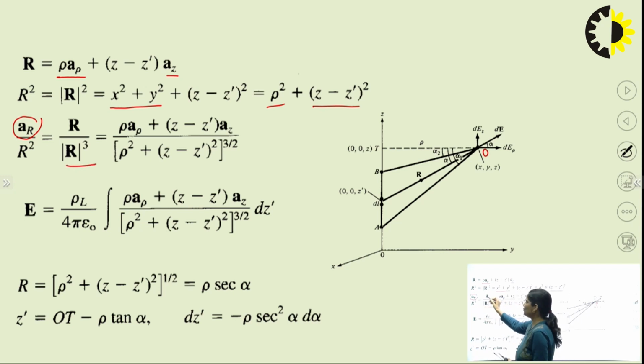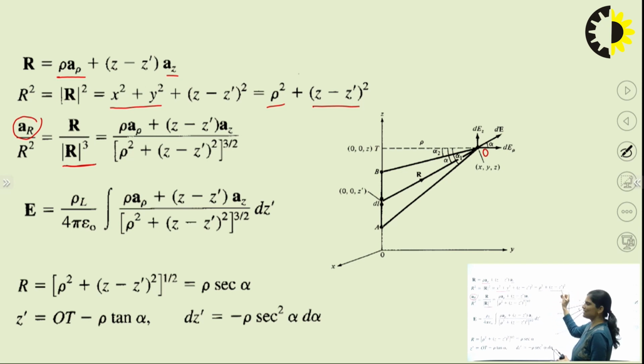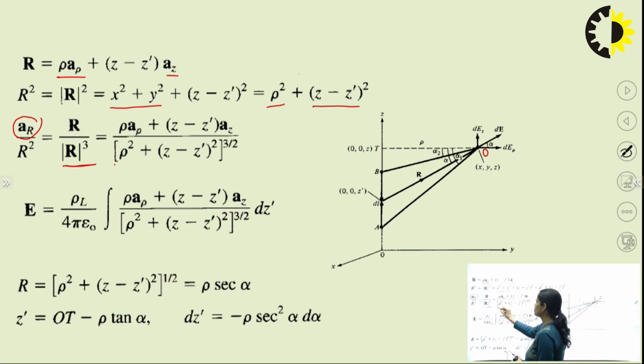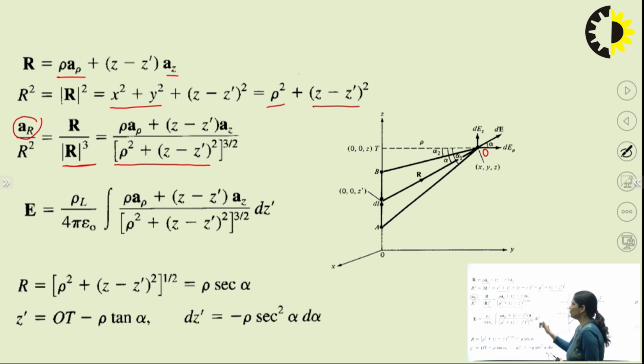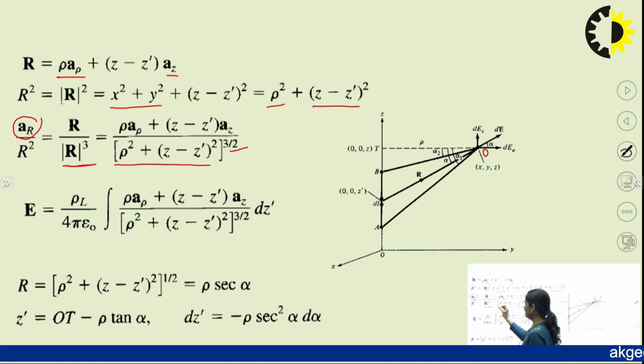Now put the value of r, that is rho a rho unit vector of rho plus z minus z dash unit vector of z. Now put the value of the magnitude of r, which is equal to what? Rho square plus z minus z dash whole square. So put here the value of r and you will get here 3 by 2. As you can see here, this is 1, this is 3, and the under root is in the form of power 1 by 2, so you can put the value and you will get the power 3 by 2.